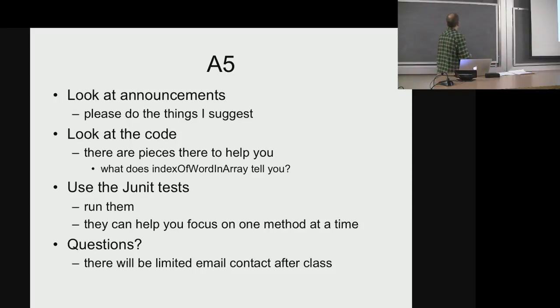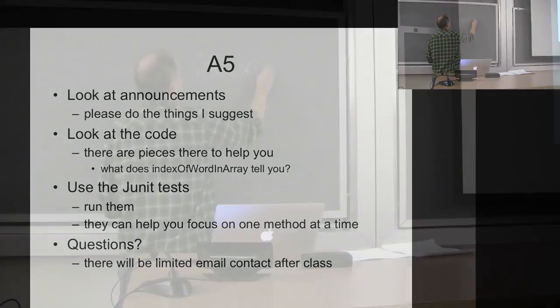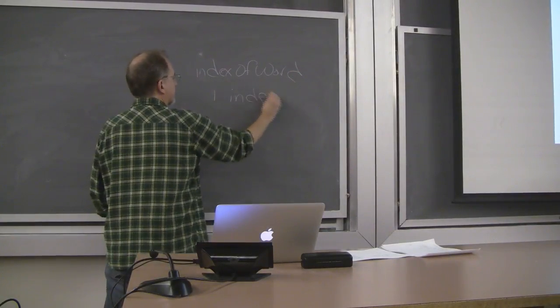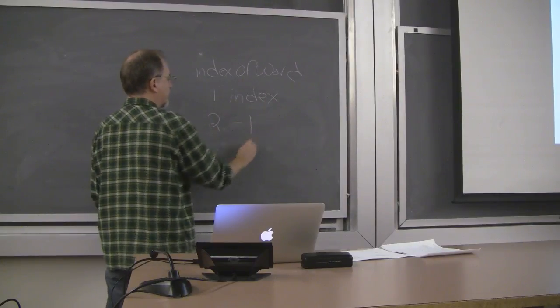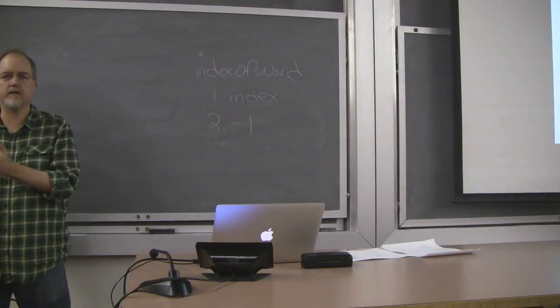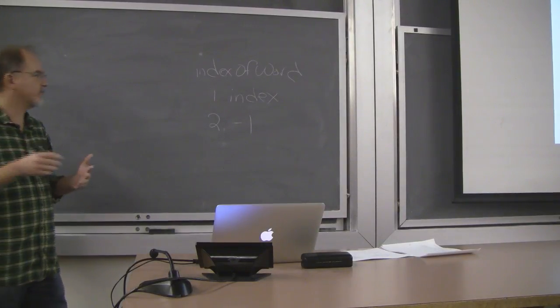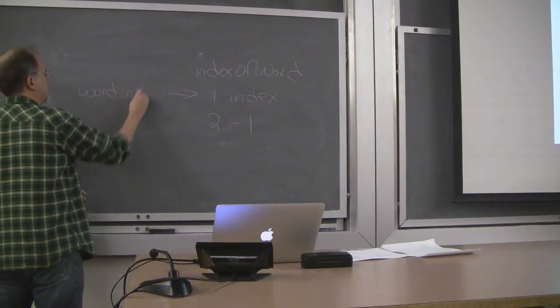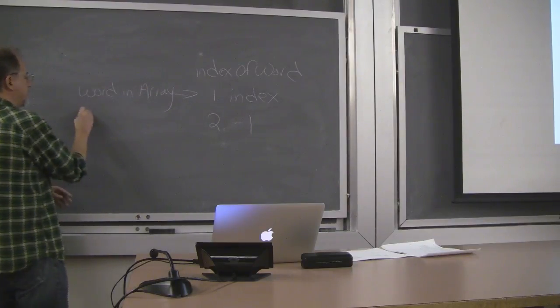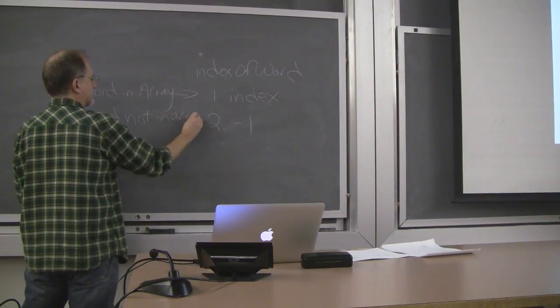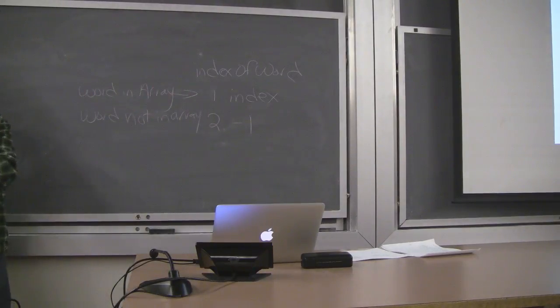So index of word has two possibilities. It either gives you the index or it gives you a -1. And as you're saying, instead of thinking about all these possible cases, it's going to give you a 10 or 20 or 100,000 or 5 or -1. This tells you word in array, and this tells you word not in array. Right? You can use this method to decide whether a word's in an array or not.